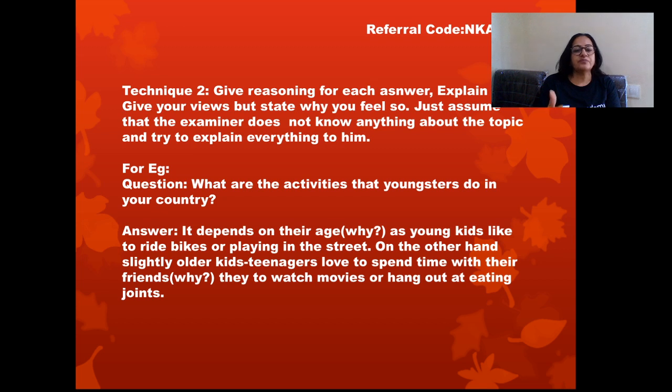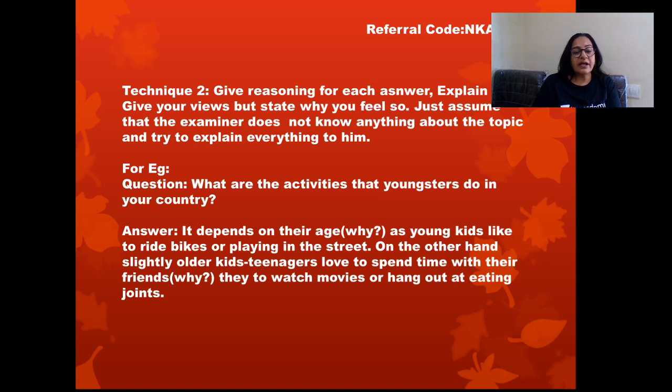For example, what are the activities that youngsters do in your country? Suppose the examiner asks you this question. How would you answer this? There can be many activities. People study, youngsters just move about, watch movies, they study in schools and colleges.